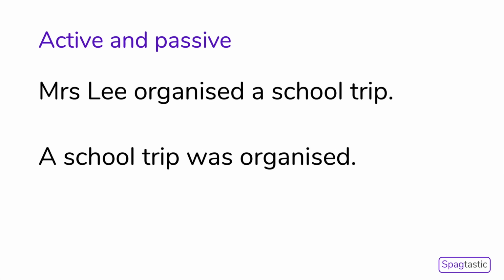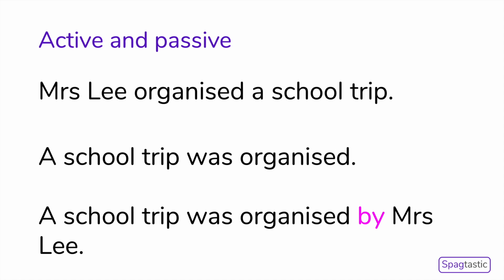We can add the person doing the action back into the sentence. In this case, it is Mrs. Lee. The sentence is now, a school trip was organised by Mrs. Lee. This is still a passive sentence because the subject of the sentence is now the school trip, and it is having the verb done to it. A school trip was organised. Remember that passive sentences can use the word by.